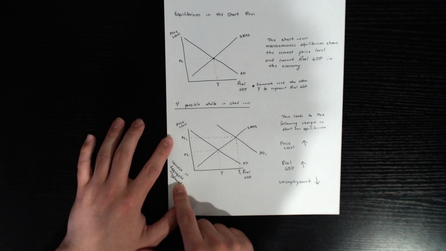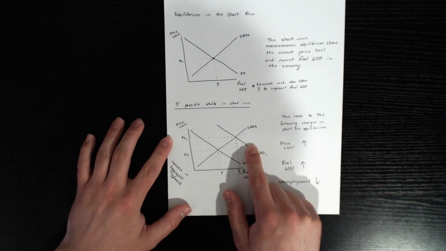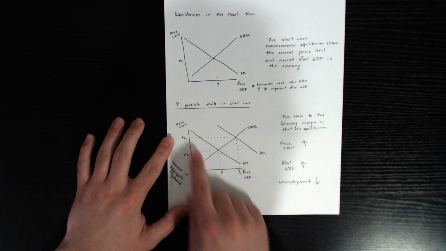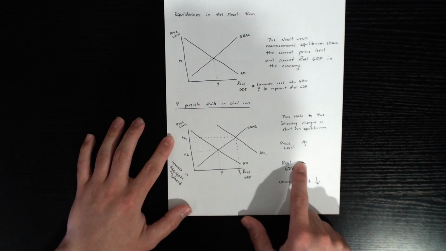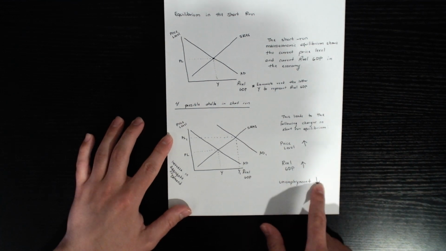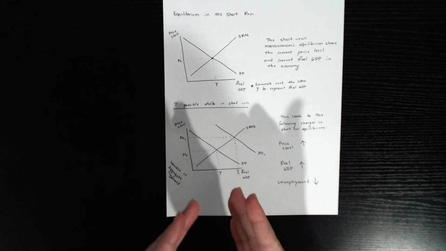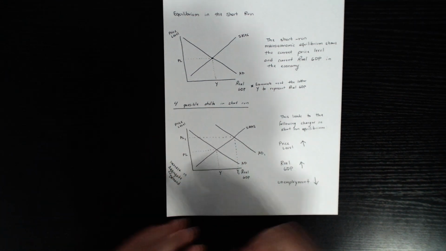We have an increase in aggregate demand. This is causing aggregate demand to shift to the right. Okay? And this leads to a higher price level and a higher real GDP level. And because real GDP is going up, we're producing more, unemployment's going to go down. This could be caused by, since there's more aggregate demand, more spending.